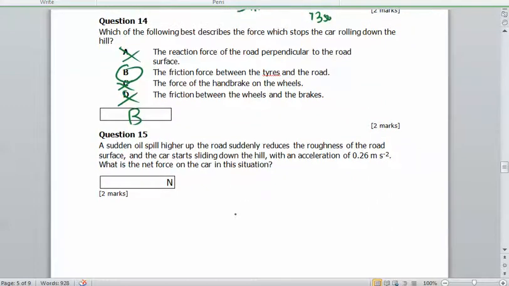Let's have a look at this. A sudden oil spill higher up the road reduces the roughness of the road surface and the car starts sliding down the hill. What is the net force on the car? Okay, now let's have a look. The car has a mass of what? 750 kilograms? And the acceleration is 0.26. So our net force down the hill is 750 times 0.26. What is that, guys? 195? Okay, 195 newtons.